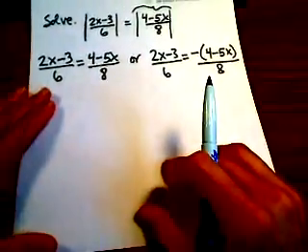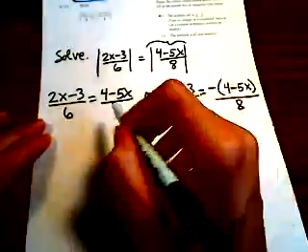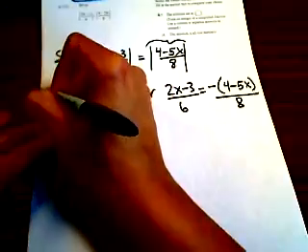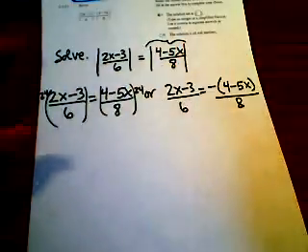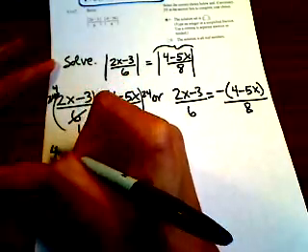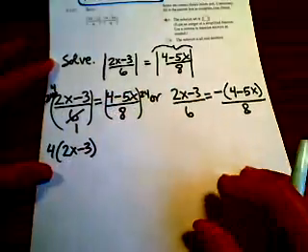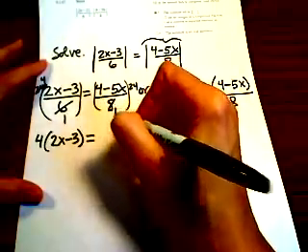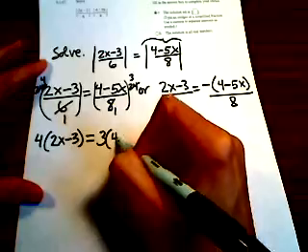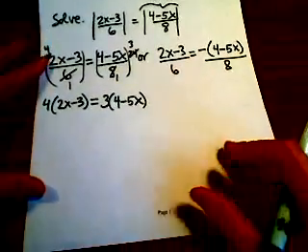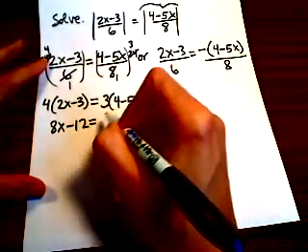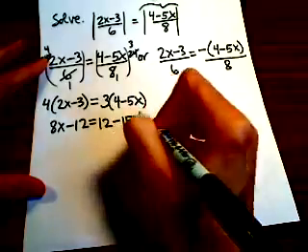Alright, so now we want to solve both of these, and so over here I'm going to multiply both sides by 24 because that is the common denominator there. So 6 goes into 6 once and into 24 4 times. So we're left with 4 times (2x minus 3). And on this side 8 goes into 8 once and into 24 3 times. So we have 3 times (4 minus 5x). So let's go ahead and solve here. Distribute the 4. We have 8x minus 12. And distribute the 3. This is 12 minus 15x.